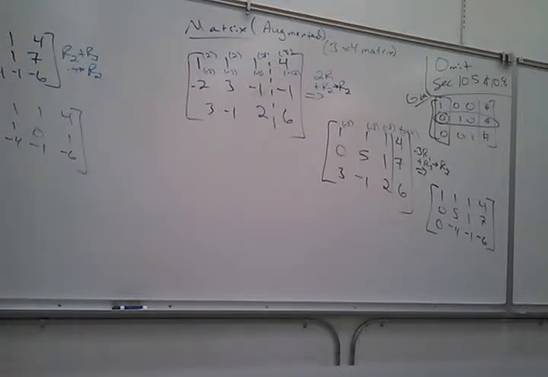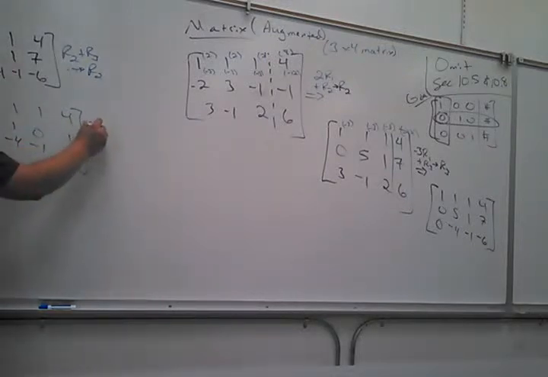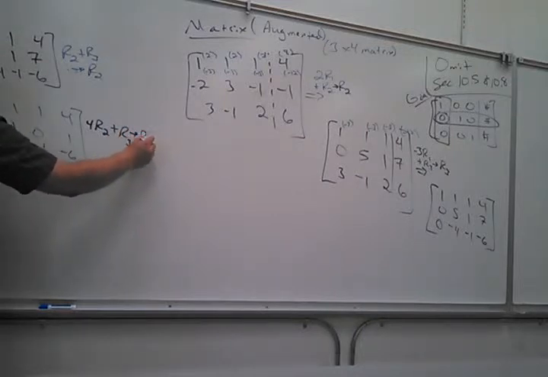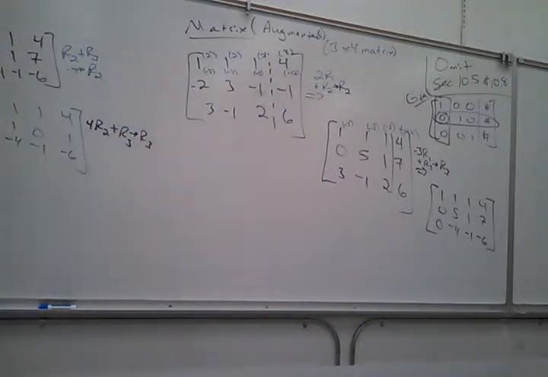What can I do? Subtracting row. Cancel the... Be very specific. Multiply this row by 4. Okay, let's do that first. So 4 row 2 plus row 3. And put the answer where? Row 3, because I want a 0 to show up right there.